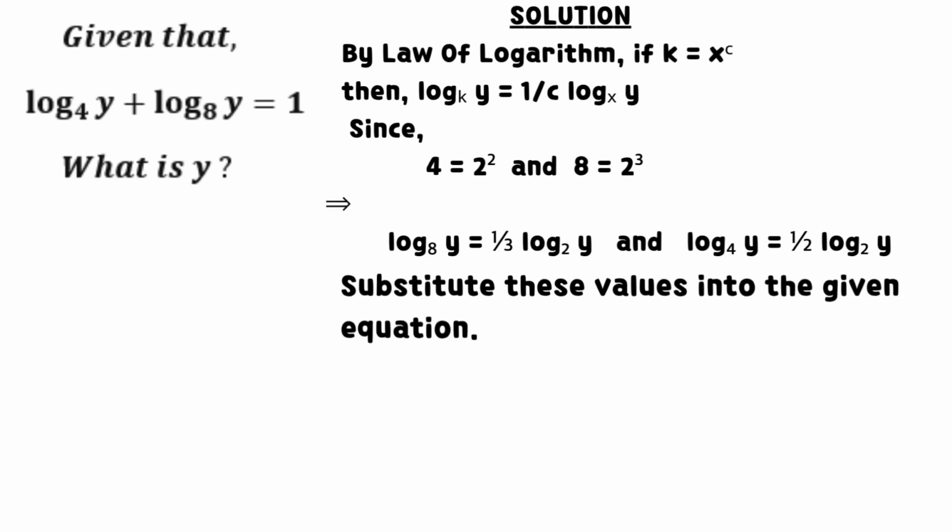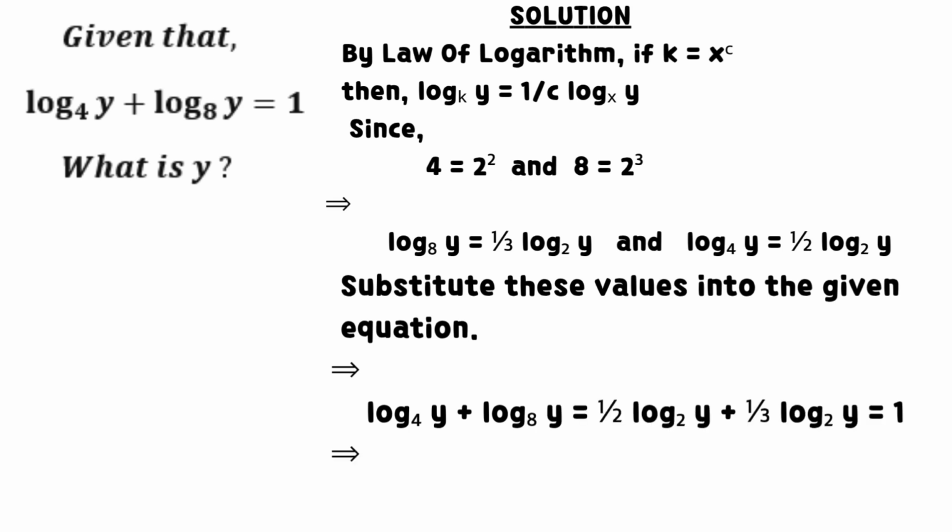Substitute these values into the given equation. This implies that the sum of log y to base 4 and log y to base 8 equals the sum of half times log y to base 2, and 1/3 times log y to base 2, which equals 1. We call it equation 1.